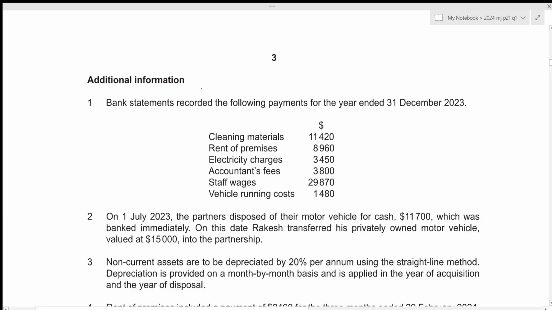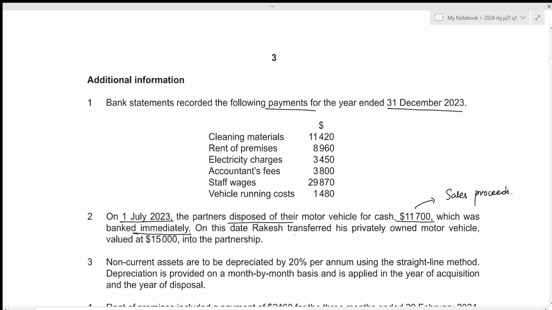We now have additional information. So bank statements recorded the following payments for the year ended 31st December 2023. So we have paid for cleaning materials, rent of premises, electricity charges, accountants' fees, staff wages, and vehicle running costs. On 1st July 2023, the partners disposed of their motor vehicle for cash, 11,700, which was banked immediately. So this is the sales proceeds that we received by disposing the vehicle.